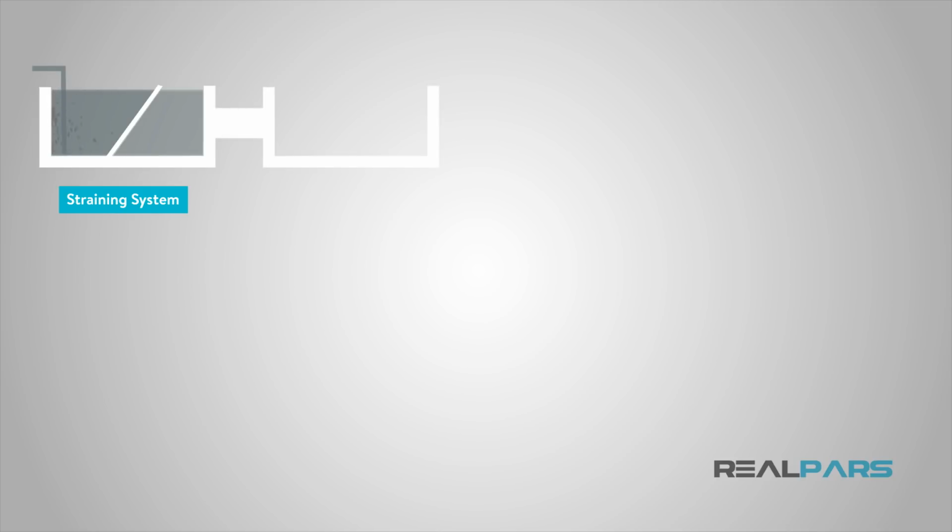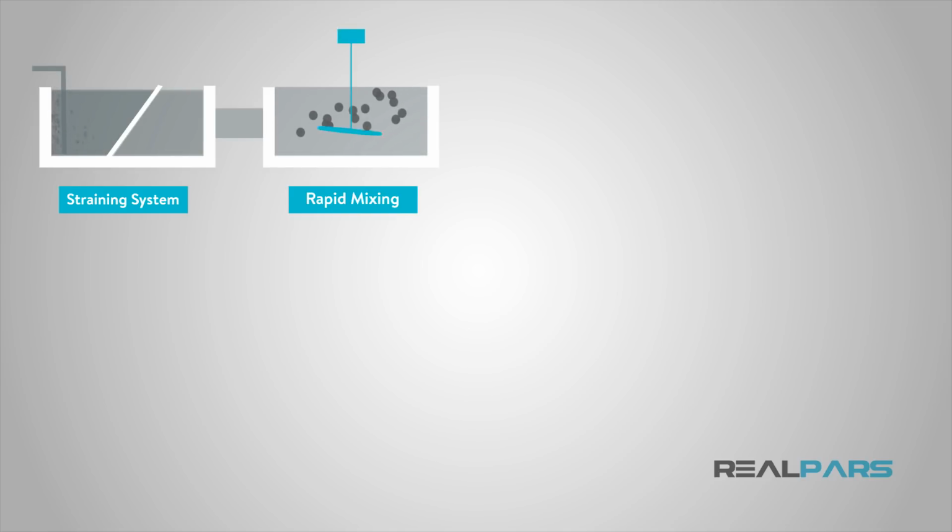Once the water exits the strainer system, it may enter a process of rapid mixing where it would be treated to balance the pH, if needed, as well as add specific chemicals that would make the particulates in the water stick together and form a substance of larger particulates called flock.